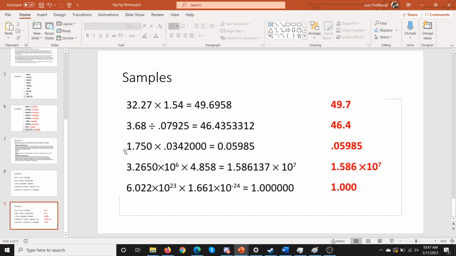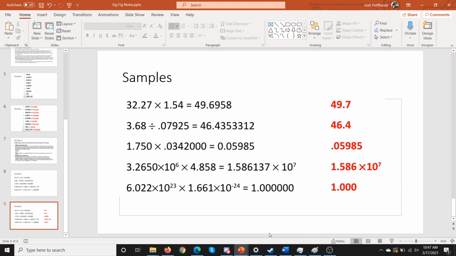Moving on, our first number in the third sample here has 4 sig figs, 1.750. The 0 is after the decimal, so that is counted. The second number, we have 6 sig figs. The first 0 doesn't count because it's before the first non-zero digit, but the zeros afterwards do count. But the second number has fewer sig figs than the first one, so the answer should only have 4.